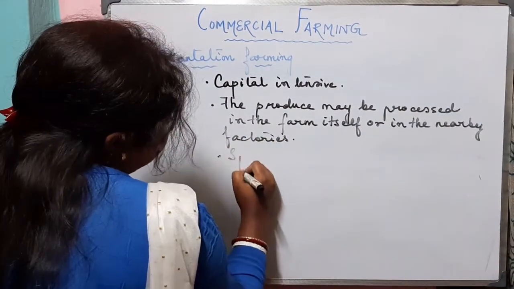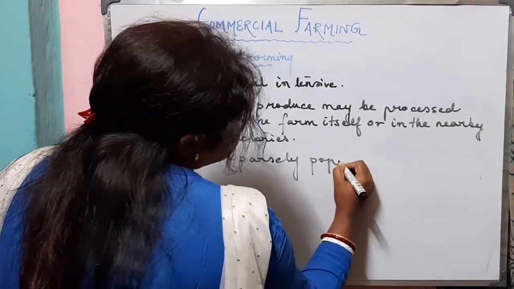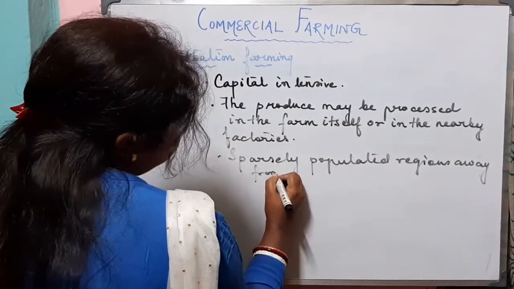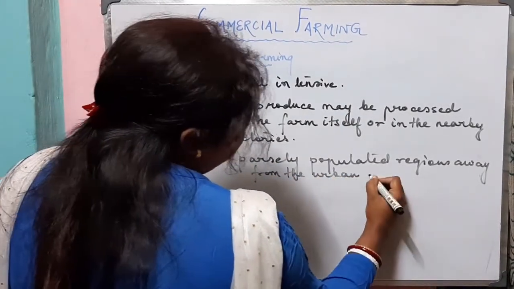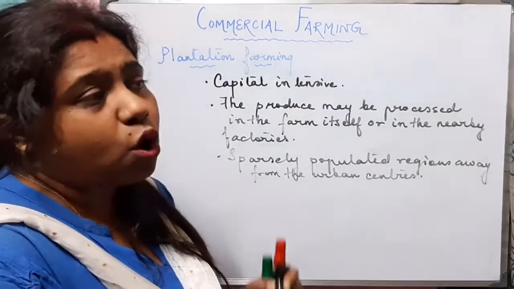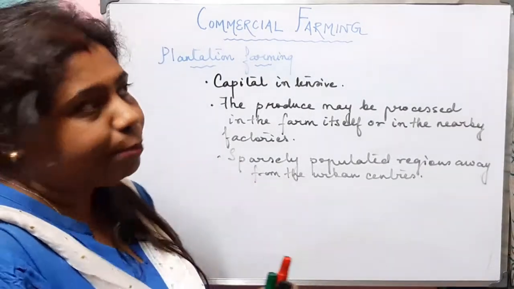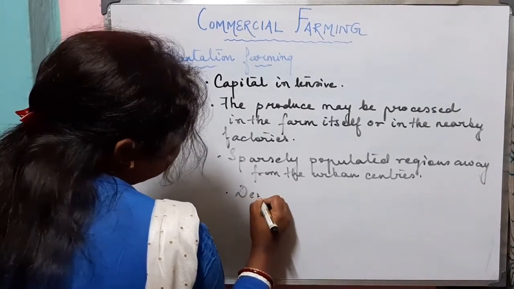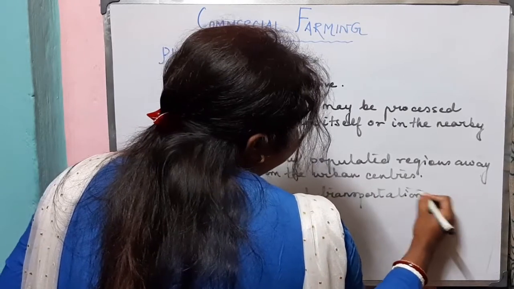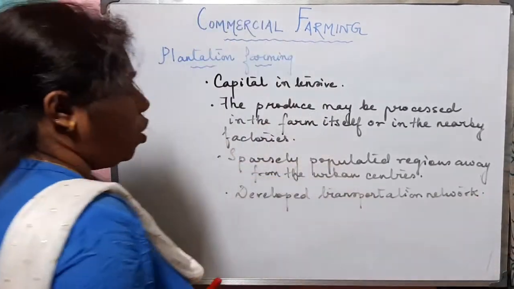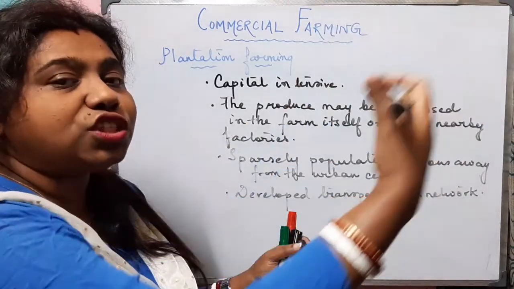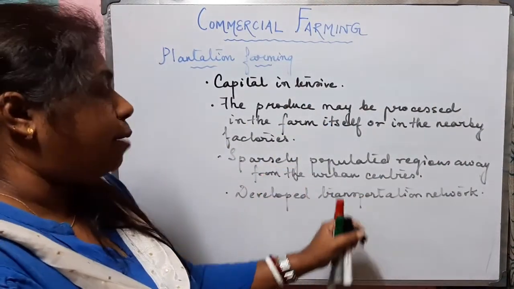Now the plantation farming is done in the sparsely populated regions away from the urban centers. Now as this type of farming is done in the sparsely populated regions away from the urban centers, the most important prerequisite, or we can say the most important thing that is required for the development of plantation farming, is a developed transportation network. If there will be no transportation network, then how will the products reach the urban centers, how will the products go to the factory? So it needs a highly developed transportation network.